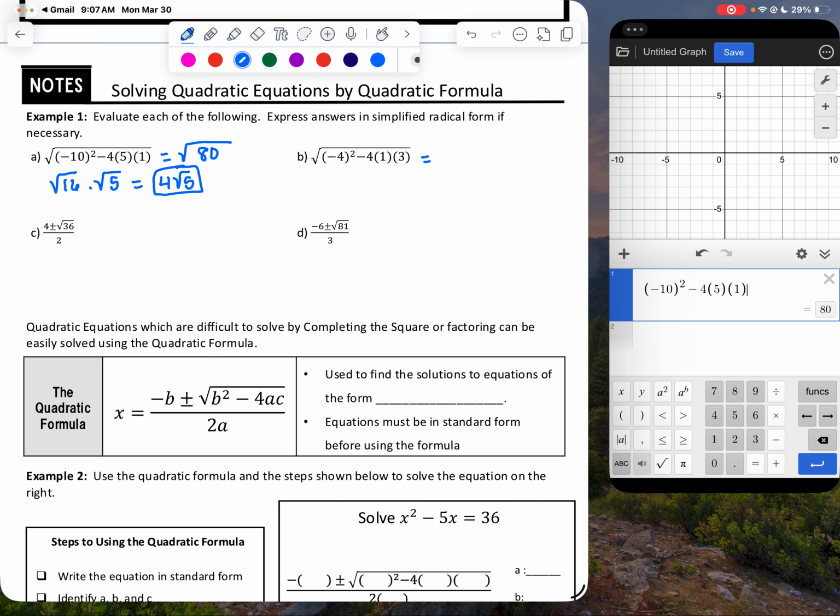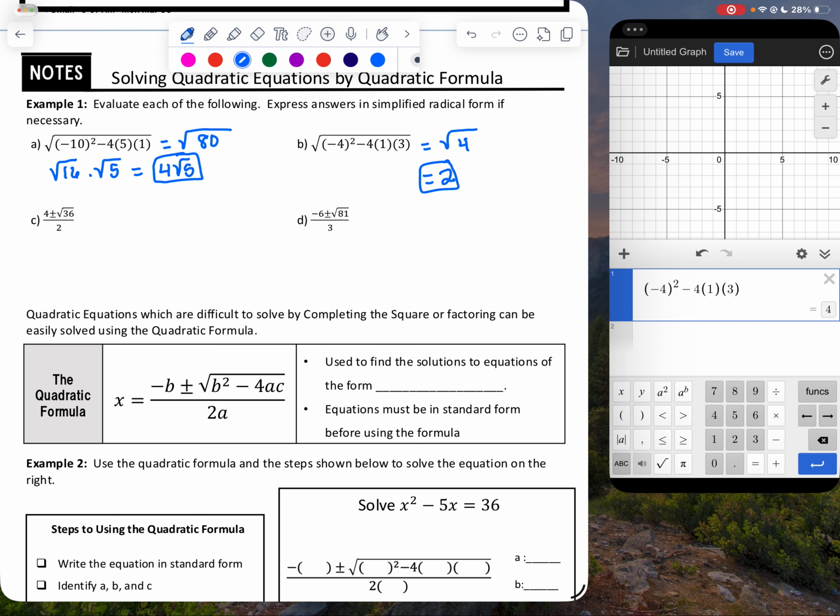Again, write down an empty radical symbol, and then we're going to evaluate what's under the radical. So in my calculator, I'm just going to change these negative 10s. Let's see, I'm going to change this to negative 4 squared minus 4 times 1 times 3. So this becomes square root 4. Now, square root 4 is a perfect square, so that would simplify to positive 2.